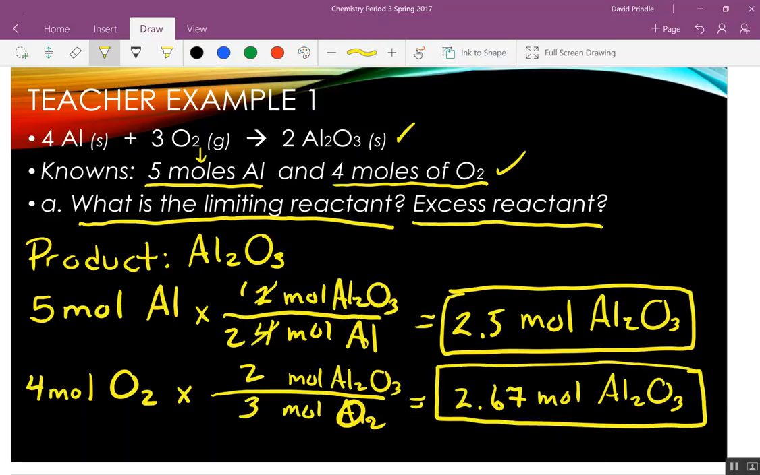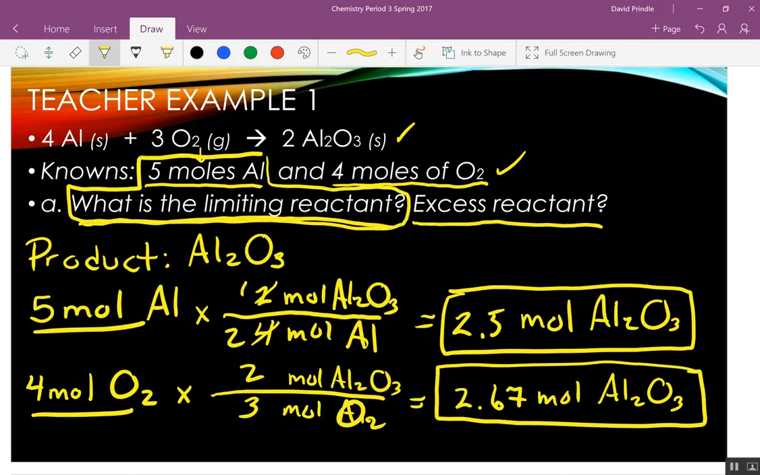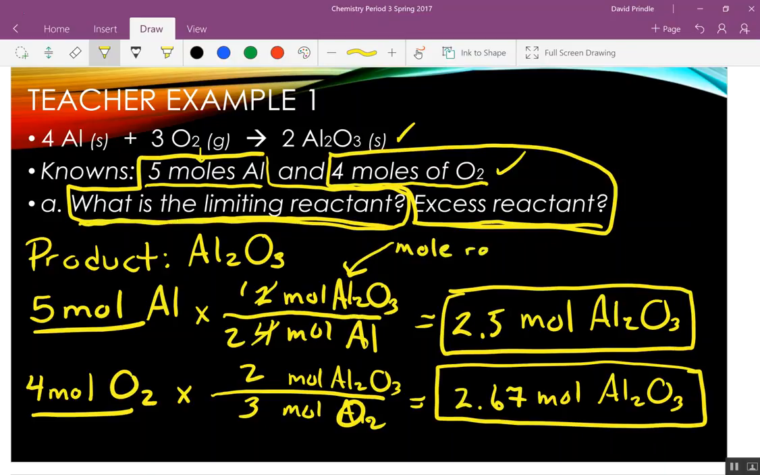Which one now of these two is the limiting reactant? And how do you know? Aluminum, it makes the least. So, our limiting reactant is the aluminum. Our excess is oxygen, because that's the other one that we're going to have left over. So, aluminum is the limiting. It makes the least amount of product. Remember, every problem we do is going to have the mole ratio in it.